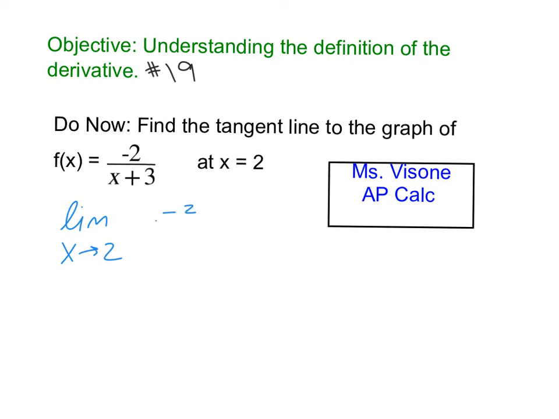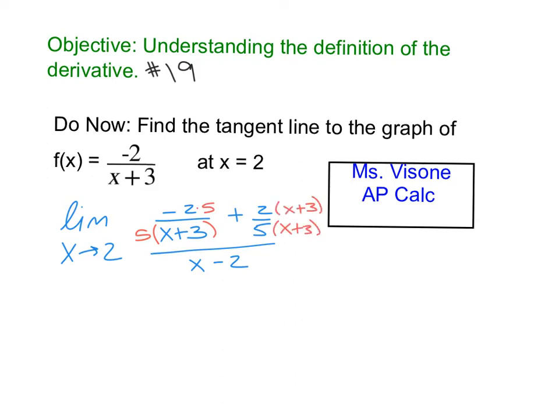So -2 over x plus 3 minus, what do we get when we plug in 2? -2 over 5. So plus 2 over 5, all over x minus 2. I need a common denominator. So times 5 and times x plus 3.